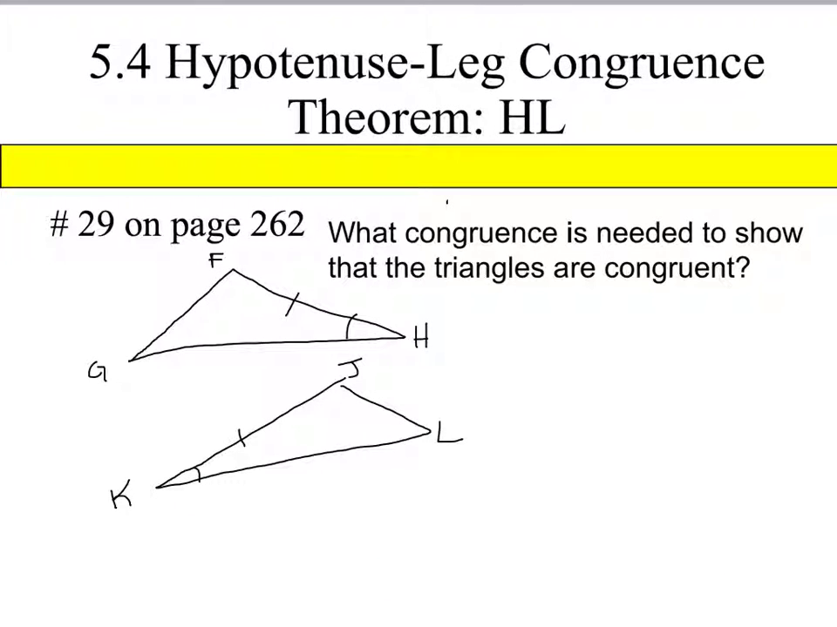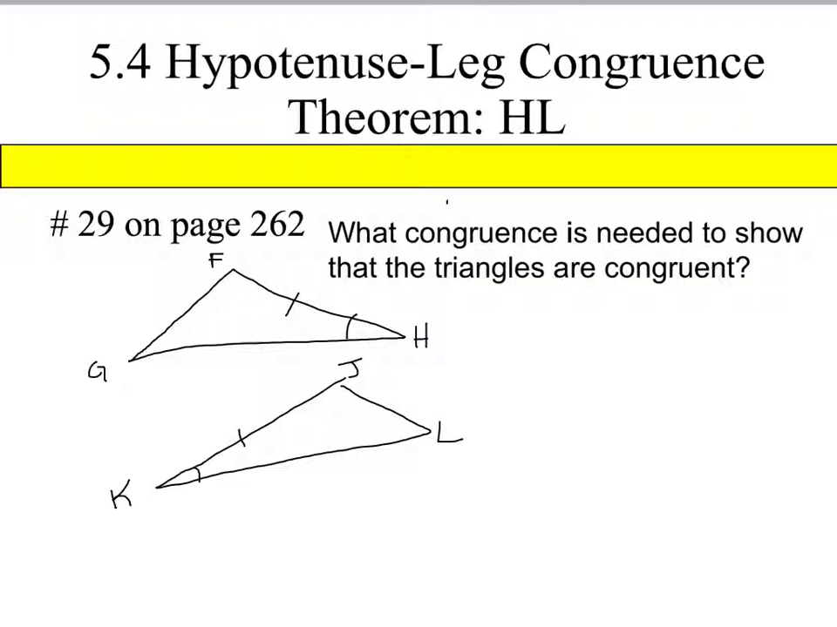It comes from page 262, number 29, if you want to take a look at it. The question says, what congruence is needed to show that the triangles are congruent? So this is going to be any congruence theorem that we have talked about. So talking about SSS, SAS, AAS, ASA, HL, all of those congruence theorems. What information do we need to know to show that these two triangles are going to be congruent?